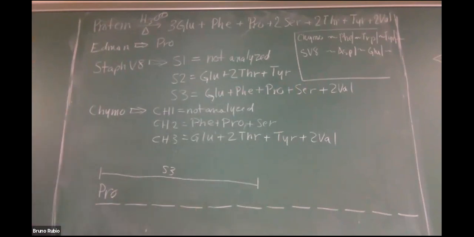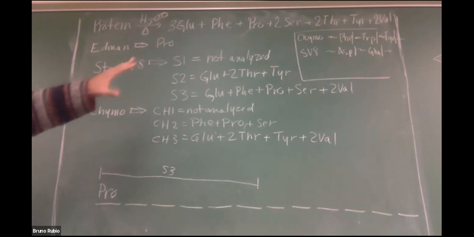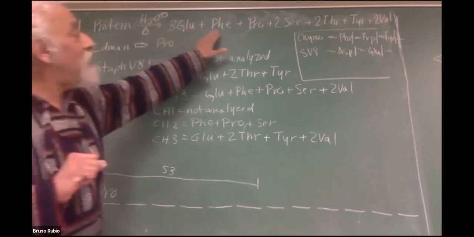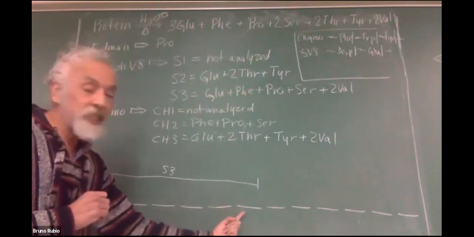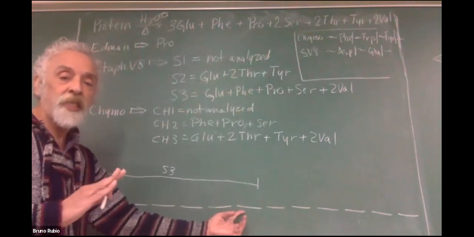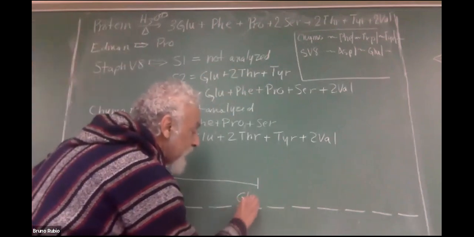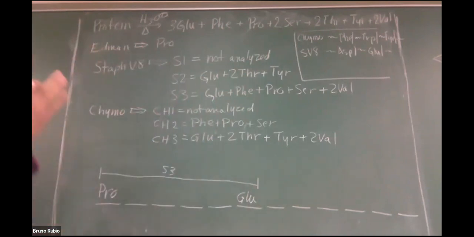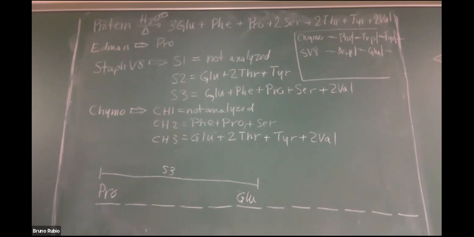Another thing that I know is that staph V8 breaks after an aspartic acid and after a glutamic acid. I don't have any aspartic acid here, but I do have glutamic acid, so the last amino acid in S3 had to be a glutamic acid, because staph V8 breaks after a glutamic acid residue.